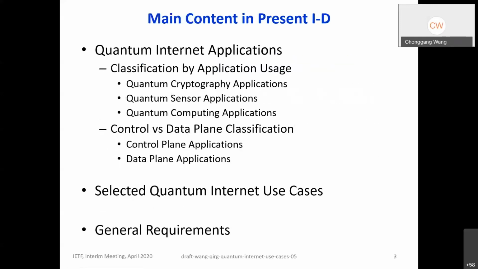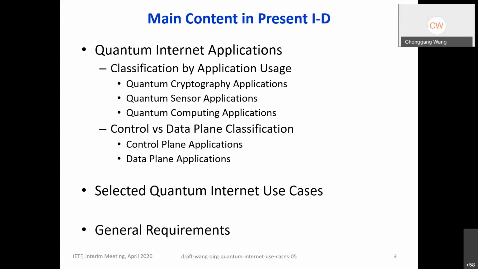The main content in this document has three major sections, starting with quantum internet applications. We briefly introduce two classification categories: by application usage, or by the control and data plane. For application usage, there are three categories: quantum cryptographic applications, quantum sensor applications, and the third one, quantum computing applications. In terms of control and data plane classification, there are a few pending comments we need to address. So this one is still pending.